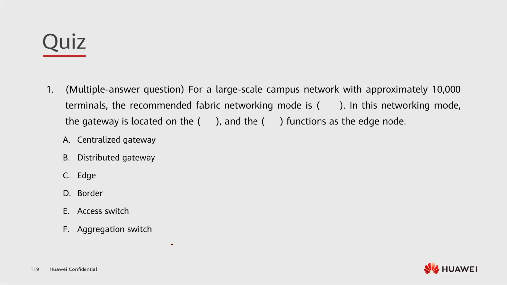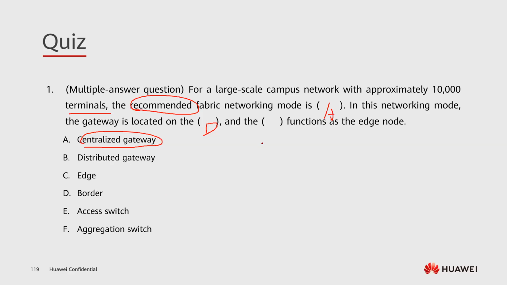Okay, this is all for the large and medium-sized campus network design, and this is a simple question. For this kind of network with almost 10,000 terminals, the number of terminals is very large, and we recommend using the centralized gateway mode, because we can have unified management of the whole network. So the answer is A. And in this network mode, the gateway is on the border. So the answer is D. And who functions as the edge node?